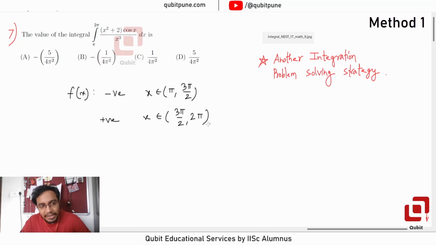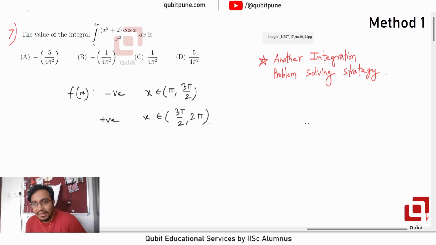From pi to 3 pi by 2, the graph of the function will be below the x-axis because cos is negative in the third quadrant. From 3 pi by 2 to 2 pi, the whole graph will lie in the first quadrant, because cos is positive there. So the graph of the function will be in the first quadrant.